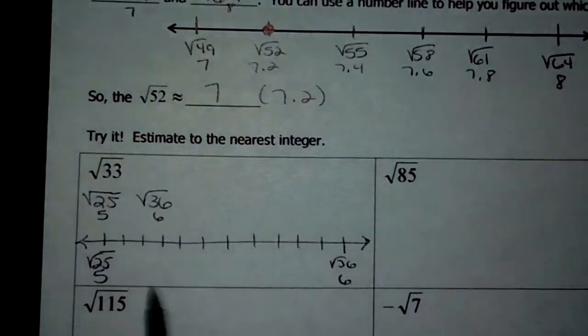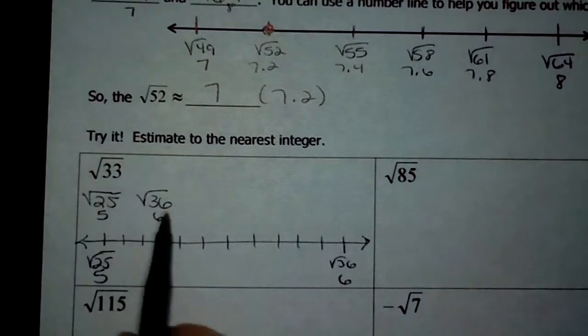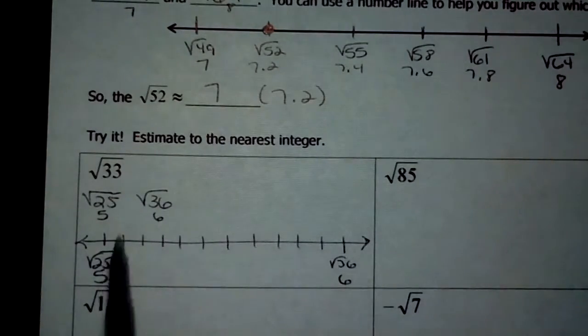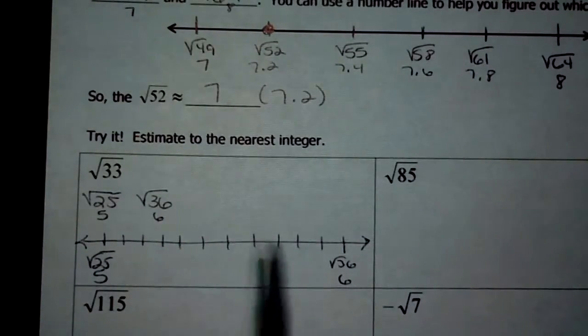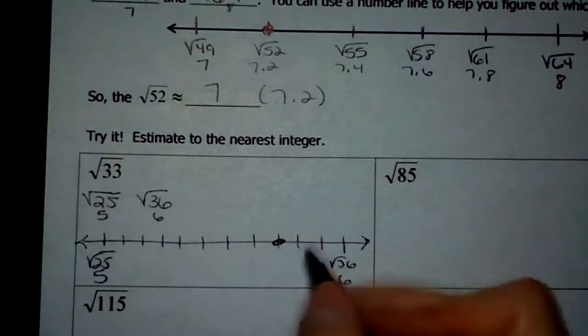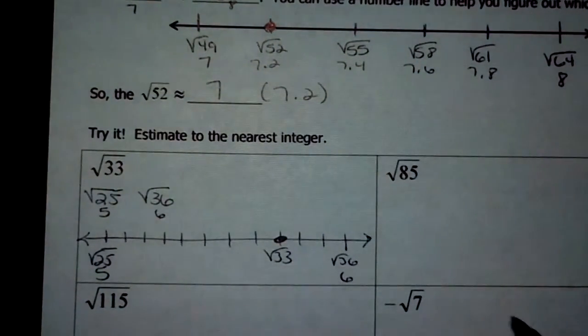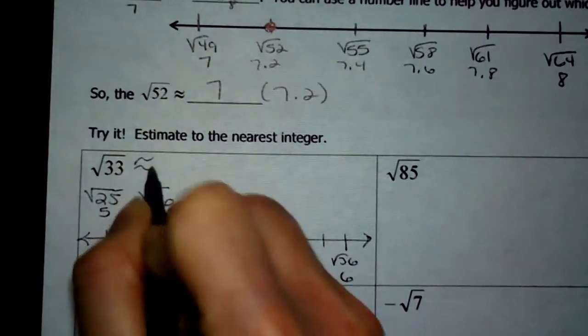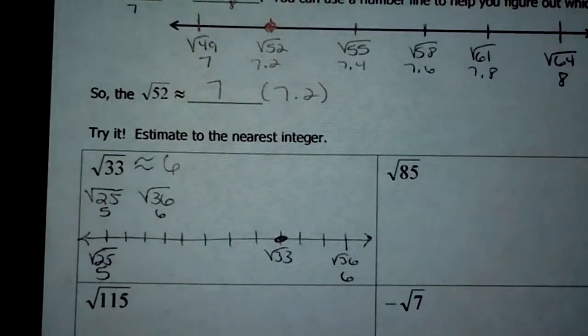And I think this will get crunched up if I put all of them on here. So maybe I'll just put the square root of 33 on here. If this is 25 and I'm counting by ones, here's 25, 26, 27, 28, 29, 30, 31, 32, and 33. So right here, this would be the square root of 33. And if you're looking at the graph, which integer is it closest to? Yeah, it's much closer to the 6. So I'm going to use these little squiggly equal signs to mean that the square root of 33 is approximately 6.